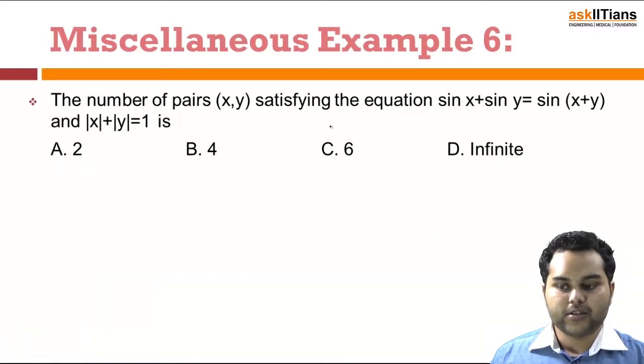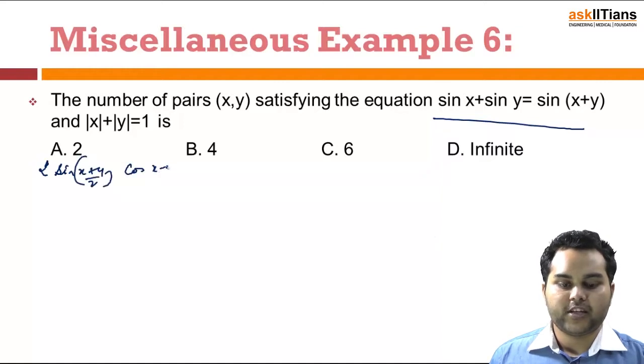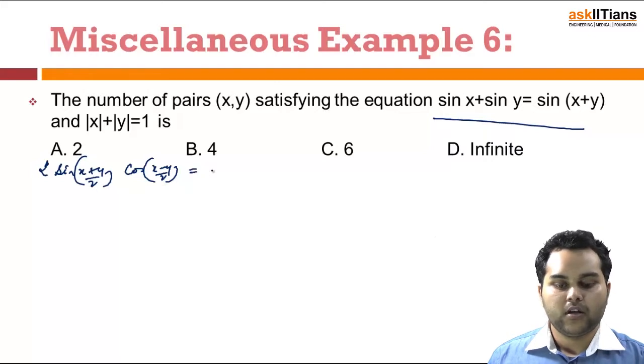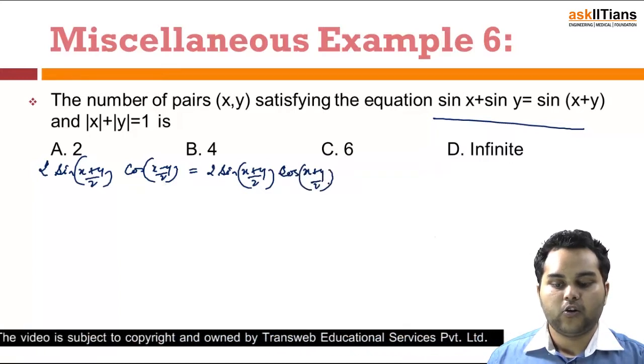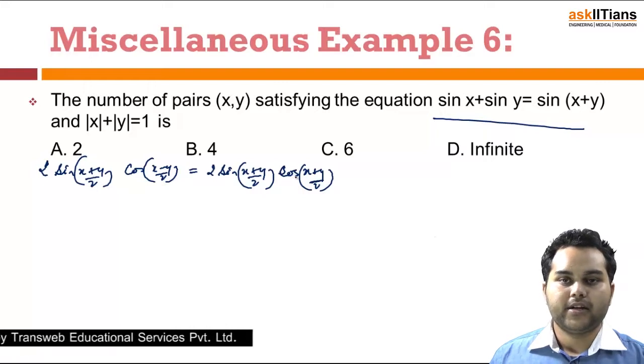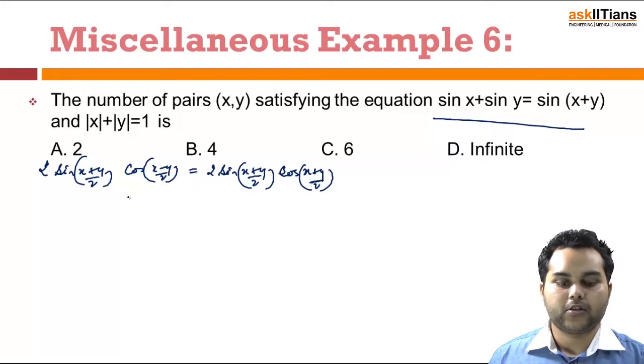If I consider the first equation, that is sin x plus sin y is equal to sin(x plus y), the left hand side can be written as 2 sin of (x plus y)/2 cos of (x minus y)/2, using the identity sin a plus sin b is equal to 2 sin (a plus b)/2 cos (a minus b)/2. On the right hand side I have sin(x plus y), which can be written as 2 sin of (x plus y)/2 cos of (x plus y)/2 using the identity sin 2 theta is equal to 2 sin theta cos theta.